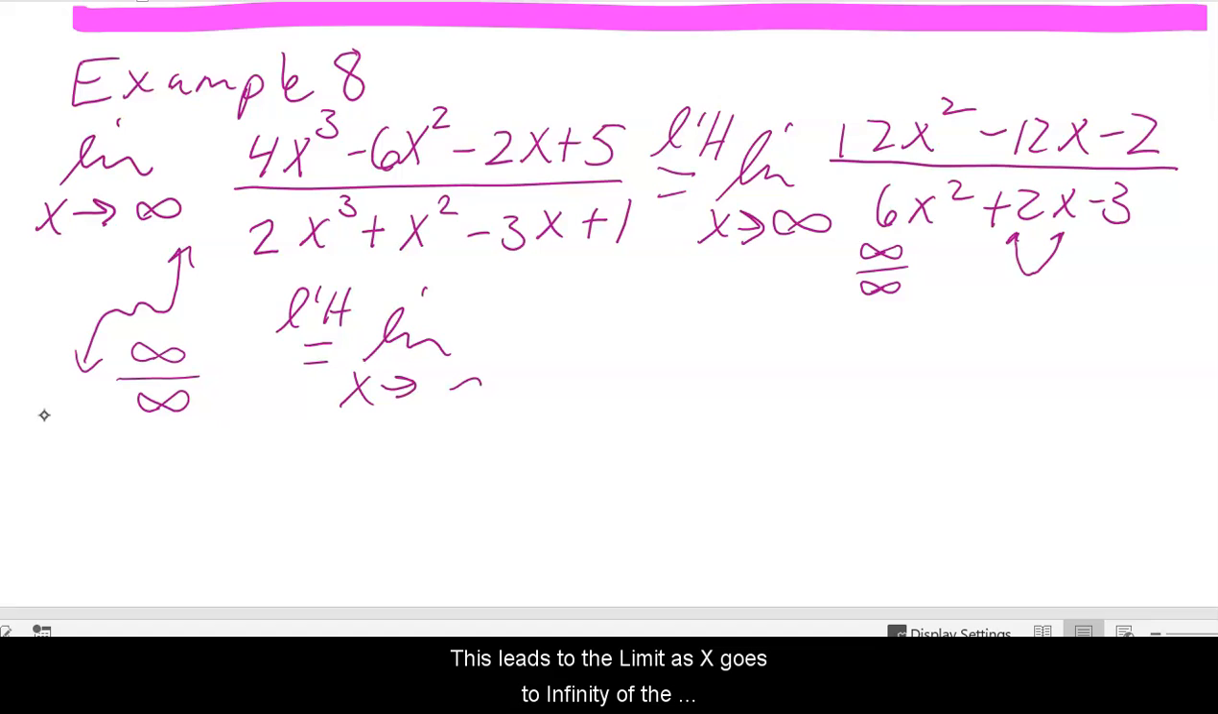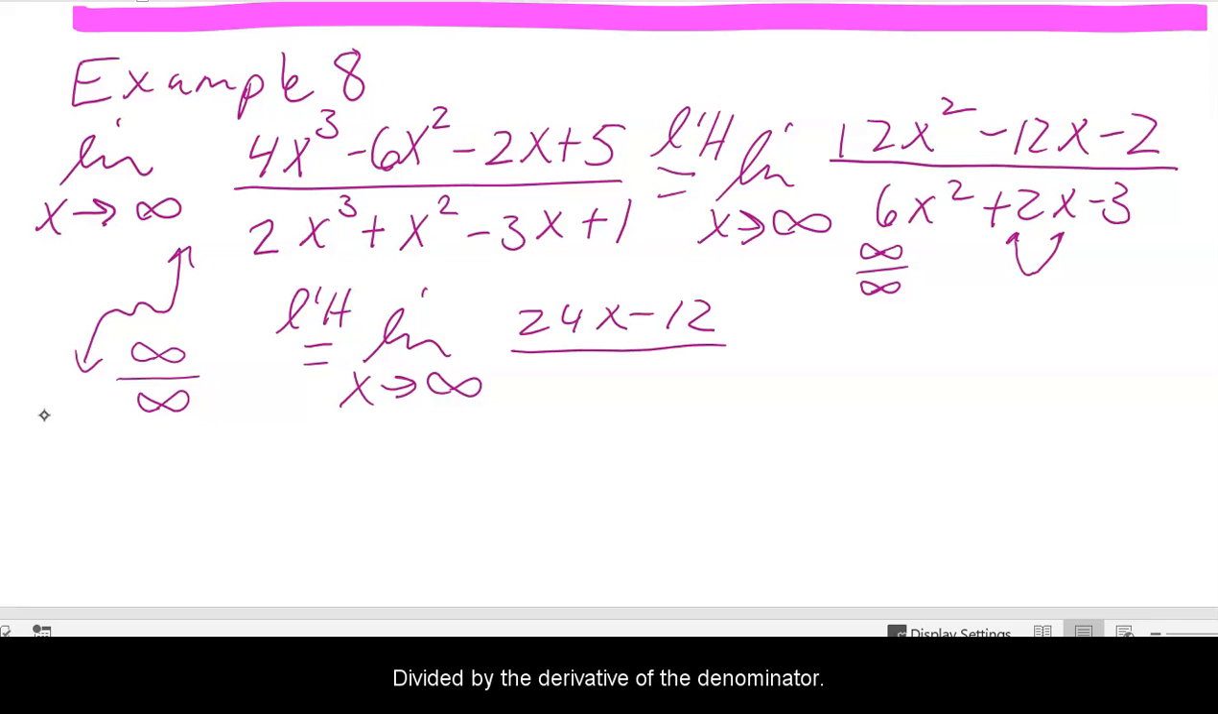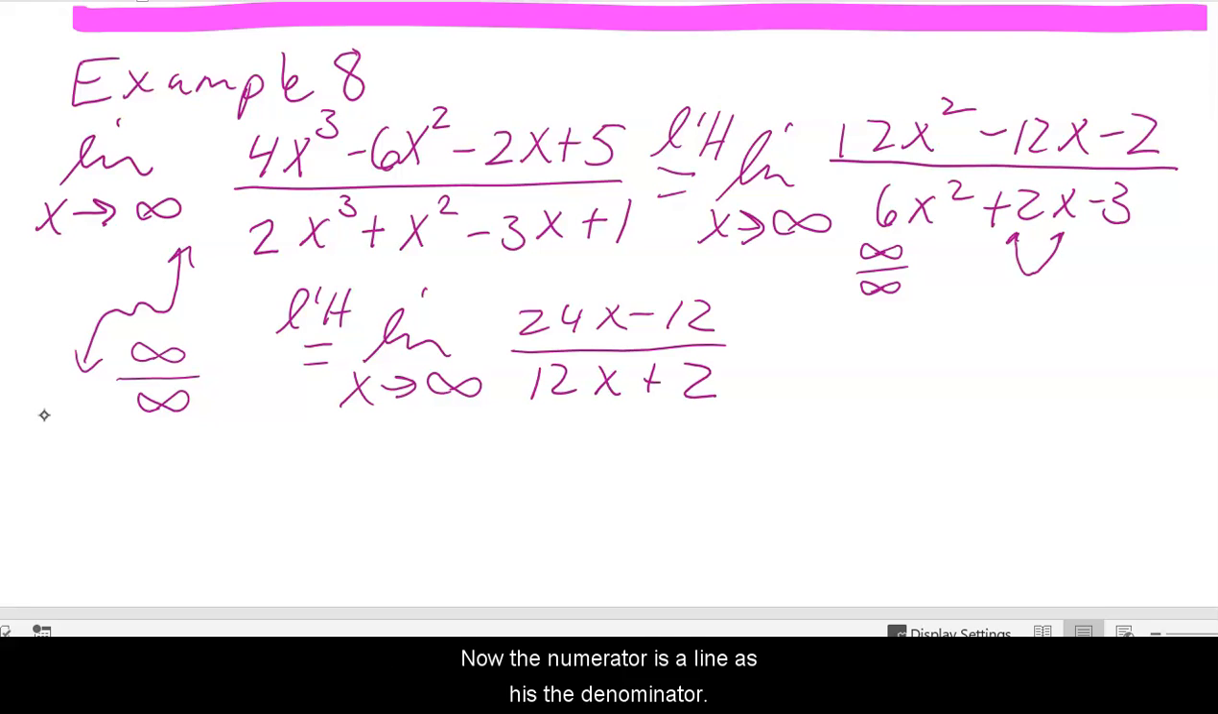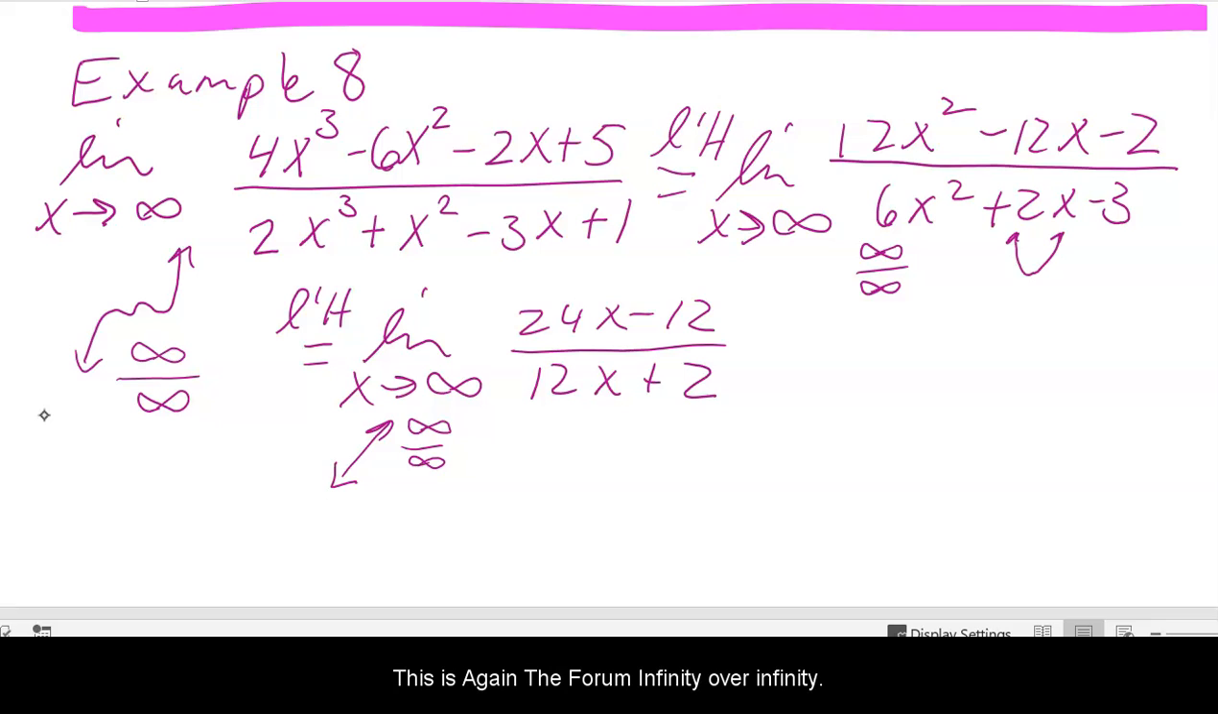This leads to the limit as x goes to infinity of the derivative of the numerator, 24x minus 12, divided by the derivative of the denominator, 12x plus 2. Now the numerator is a line, as is the denominator. This is a line which slopes up with a slope of 24. When I think about it, as x goes to infinity, the y value goes to infinity, as does this line. This is again the form infinity over infinity. Since lines are differentiable and continuous everywhere, I can do L'Hopital's rule again.